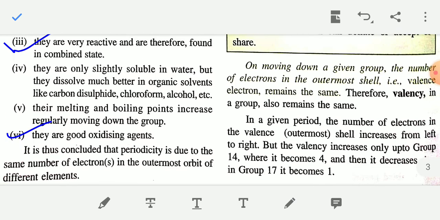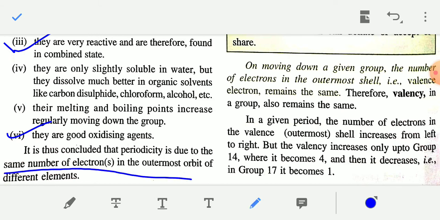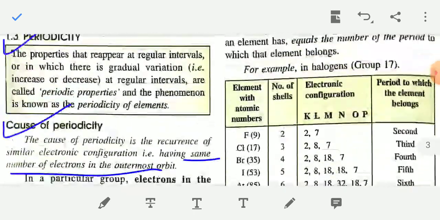So it is thus concluded that periodicity is due to the same number of electrons in the outermost orbit of different elements in a particular group.